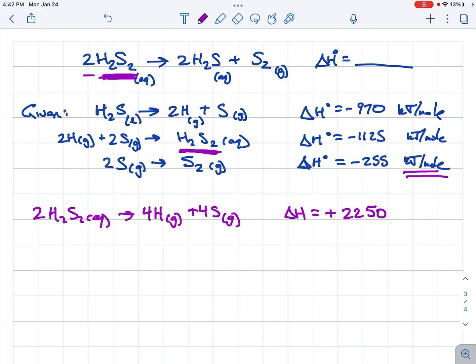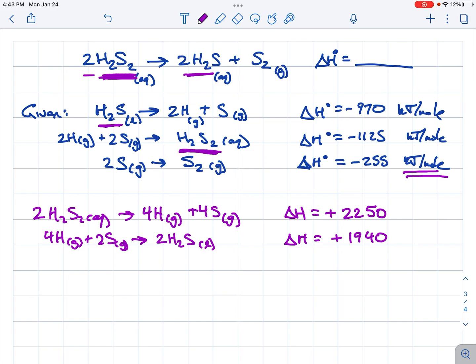All right, so now what's next? Now I need to have 2 H2S on the product side. I'm given one that has it on the reactant side, but there's only one, so I'm going to do the same thing. I'm going to flip and multiply by 2. So that's going to give me 4 H gas plus 2 sulfur gas yields 2 H2S liquid. So those are all on the right side now. So that's going to make that positive 1940.